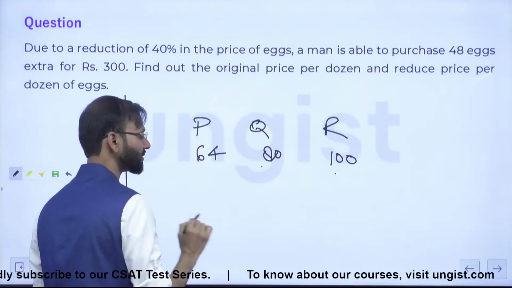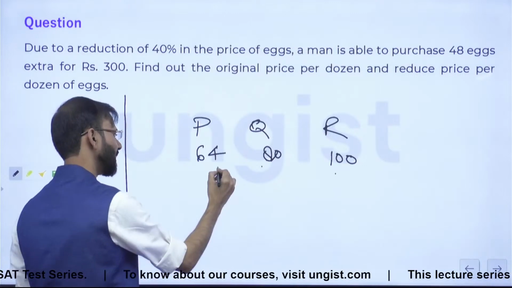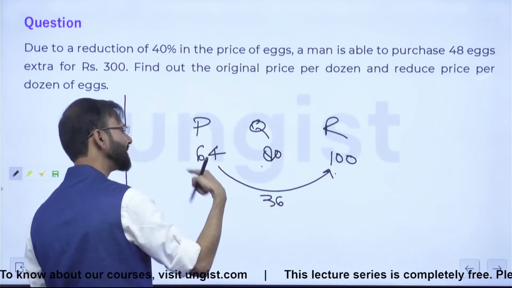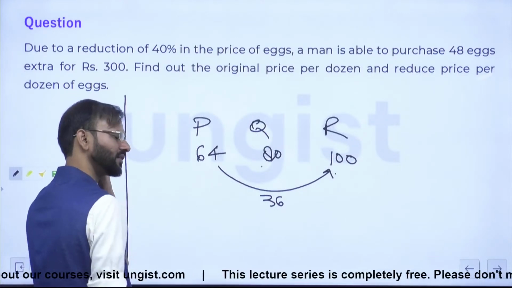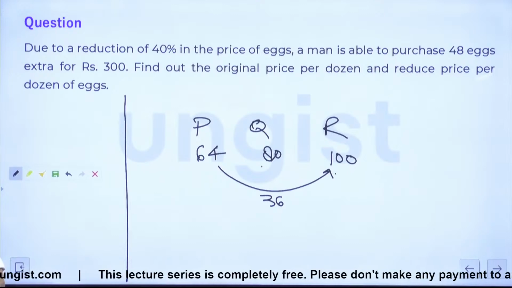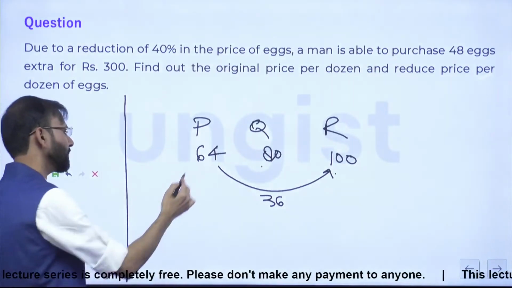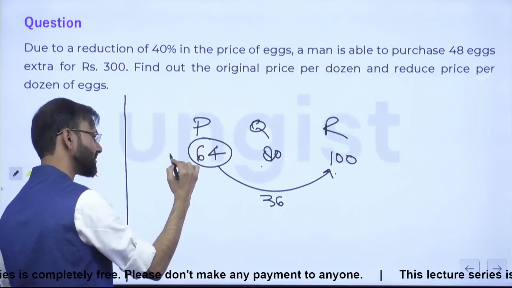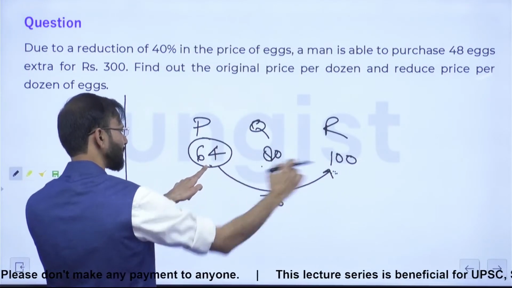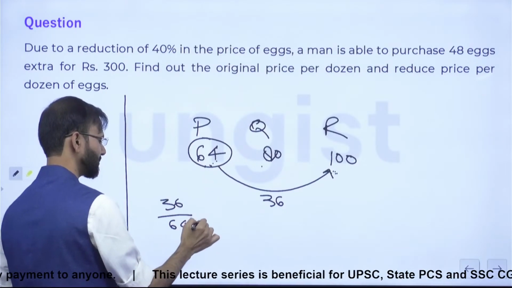Now the question is what? अब क्या लिखा हुआ है? R's salary is what percent more than P's salary, right? यही लिखा हुआ है। Question is by how much percent R's salary is more than P's salary, guys? Base is this, right? So question is this value is what percent more than this value, right? So guys, here 36 divided by 64 into 100.